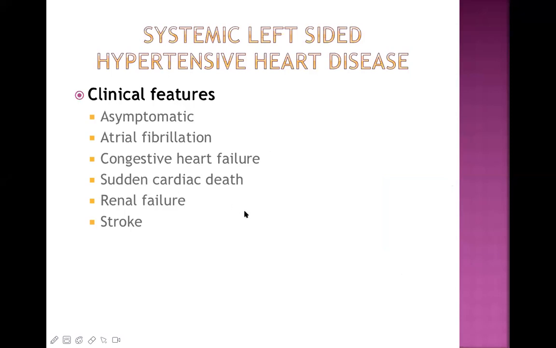Now, what are the clinical features of left-sided hypertensive heart disease? In the beginning, the patient may be asymptomatic. Patient may present with atrial fibrillation because left atrium is dilated. Okay, that dilated left atrium can easily develop atrial fibrillation. This atrial fibrillation means atria is not contracting normally, it is just fibrillating. Okay, the contraction power is not there at all. This is how you remember.